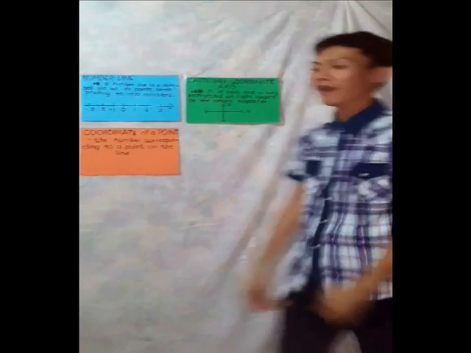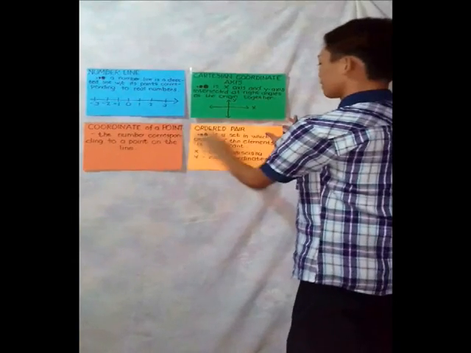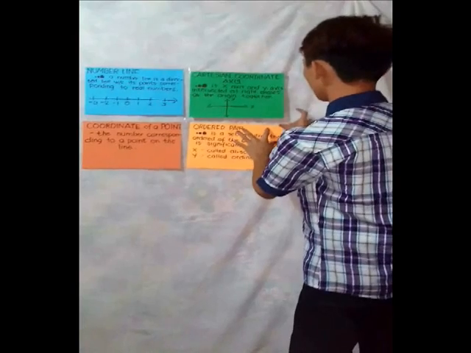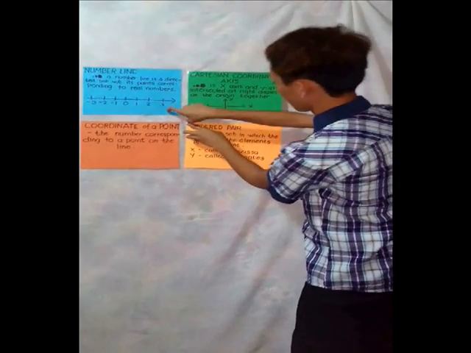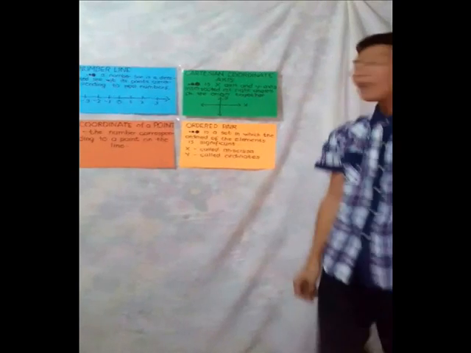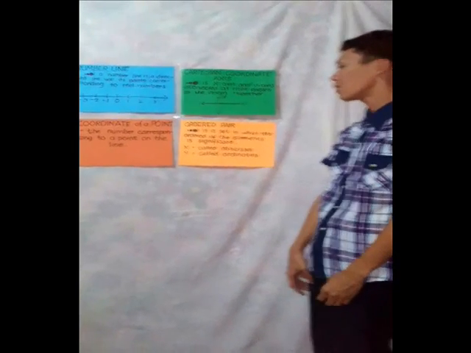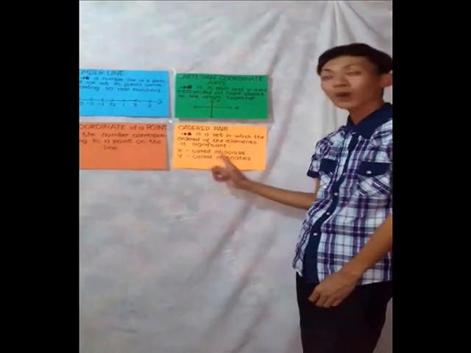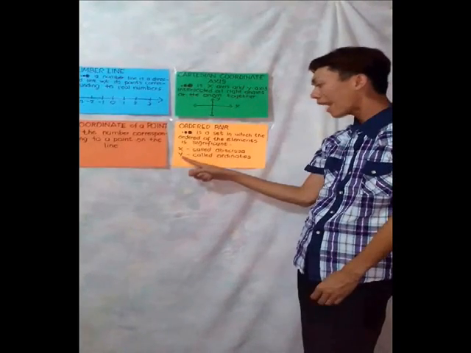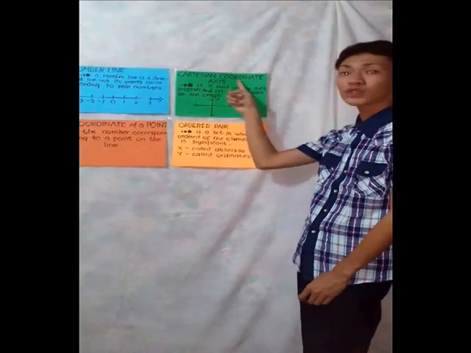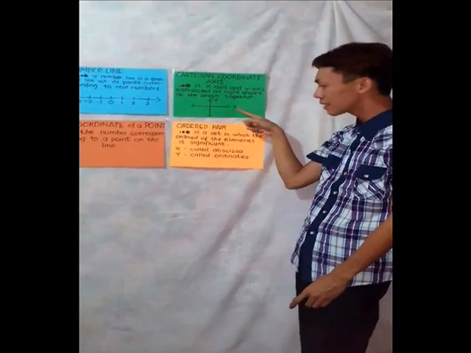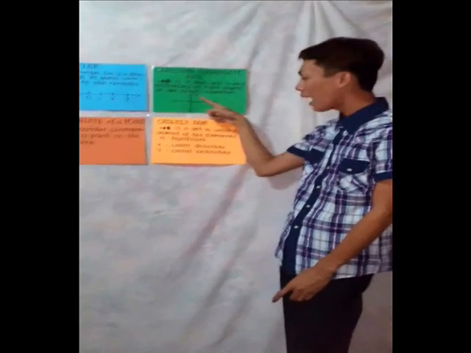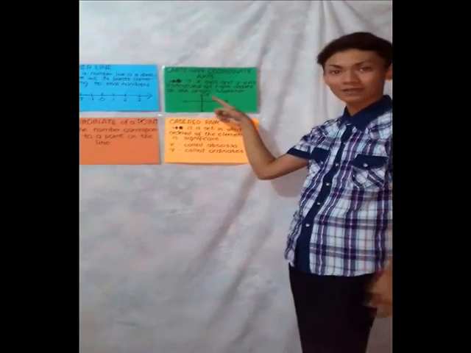Next is the ordered pair. Ordered pair is a set in which the order of the element is significant. So, x is called abscissa and y is called ordinate. So from the Cartesian coordinate axis, this x means abscissa and y means ordinate.